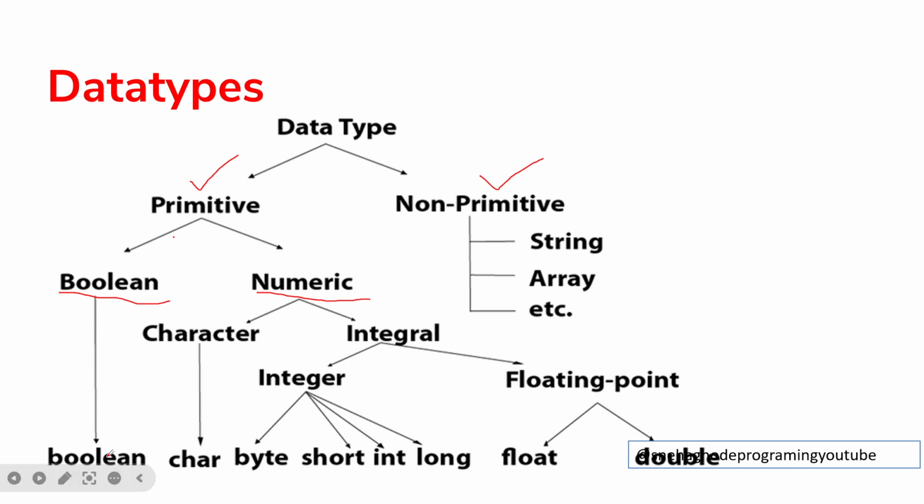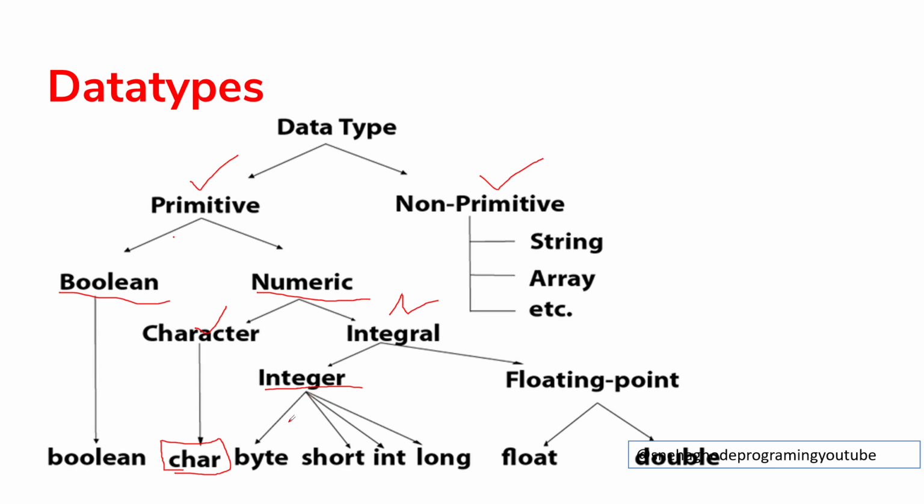Boolean means it will return us a true or false value. Then numeric contains two types: the first is character and the second is integral. The short form of writing the character data type is char. Then the integral part is divided into two parts, that is integer and floating point.